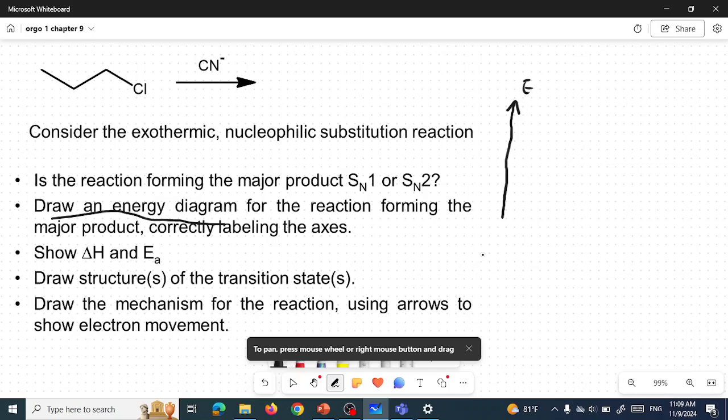energy, then the reaction progress. Because it's exothermic, that means the delta H is going down. You're releasing heat. So we can assume that the reactant is here, the product here. This is not a quantitative analysis. So, reactant, product.